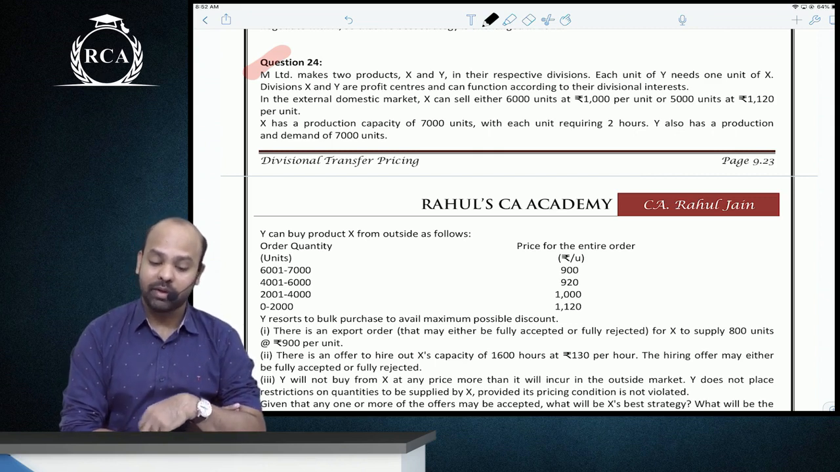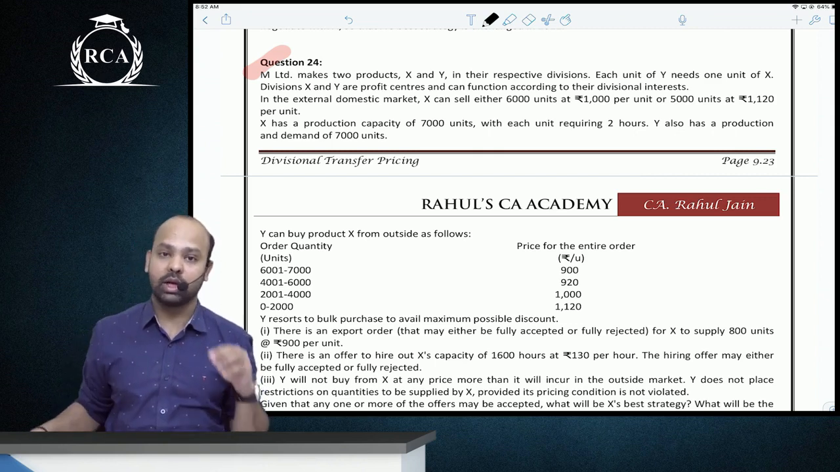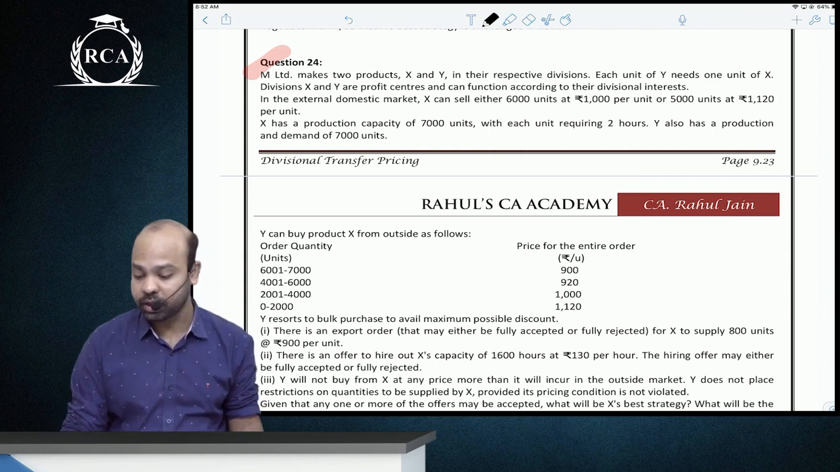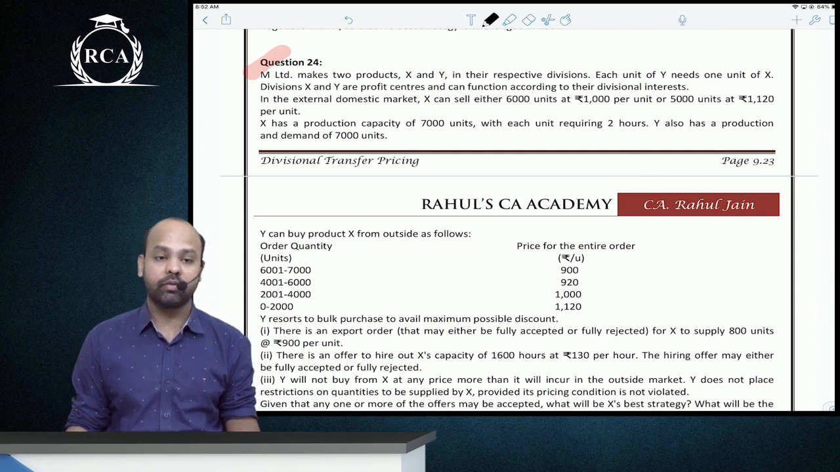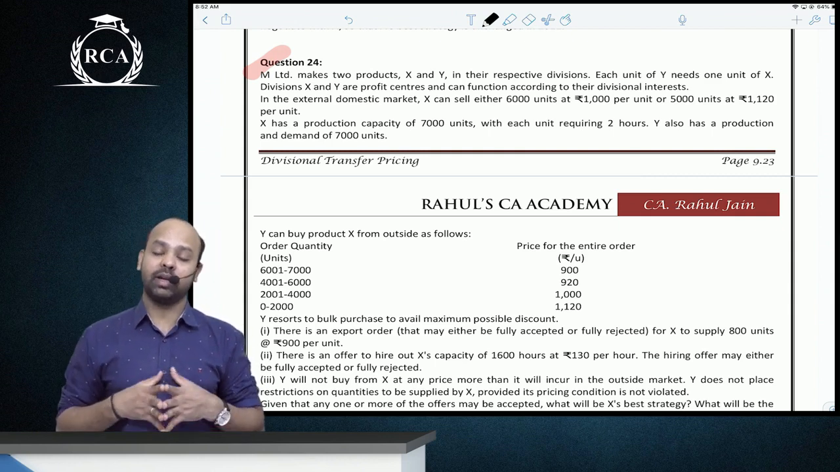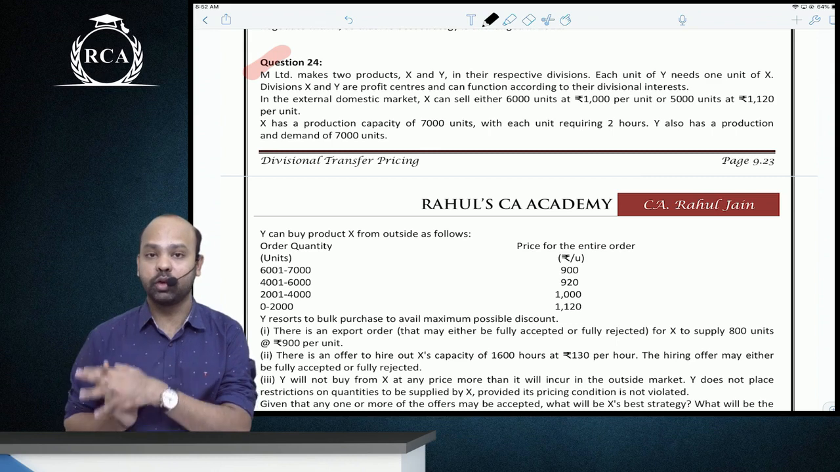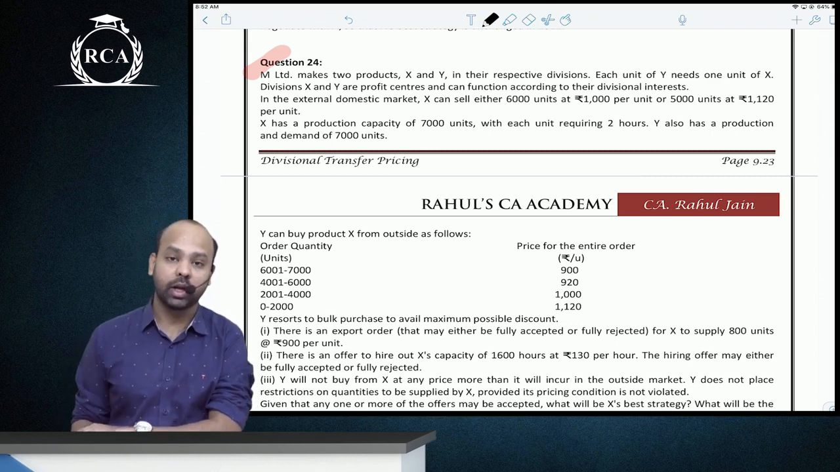In the external domestic market, X can sell either 6,000 units at 1,000 rupees per unit or 5,000 units at 1,120 rupees per unit. Now this is fun, guys. Your external sales can either be at a price of 1,000 rupees per unit or at a price of 1,120 rupees per unit.